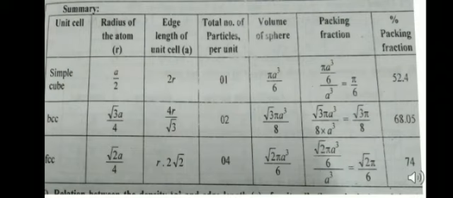In this chart, I have tried to summarize certain things which are important from the numerical point of view. Here, radius of the atom, edge length of the unit cell, total number of particles, volume of sphere, packing fraction and percentage of fraction is given. It is important from the numerical point of view. Just go through it. In the next lecture, we will be studying about the various types of crystal defects or imperfections in crystals.